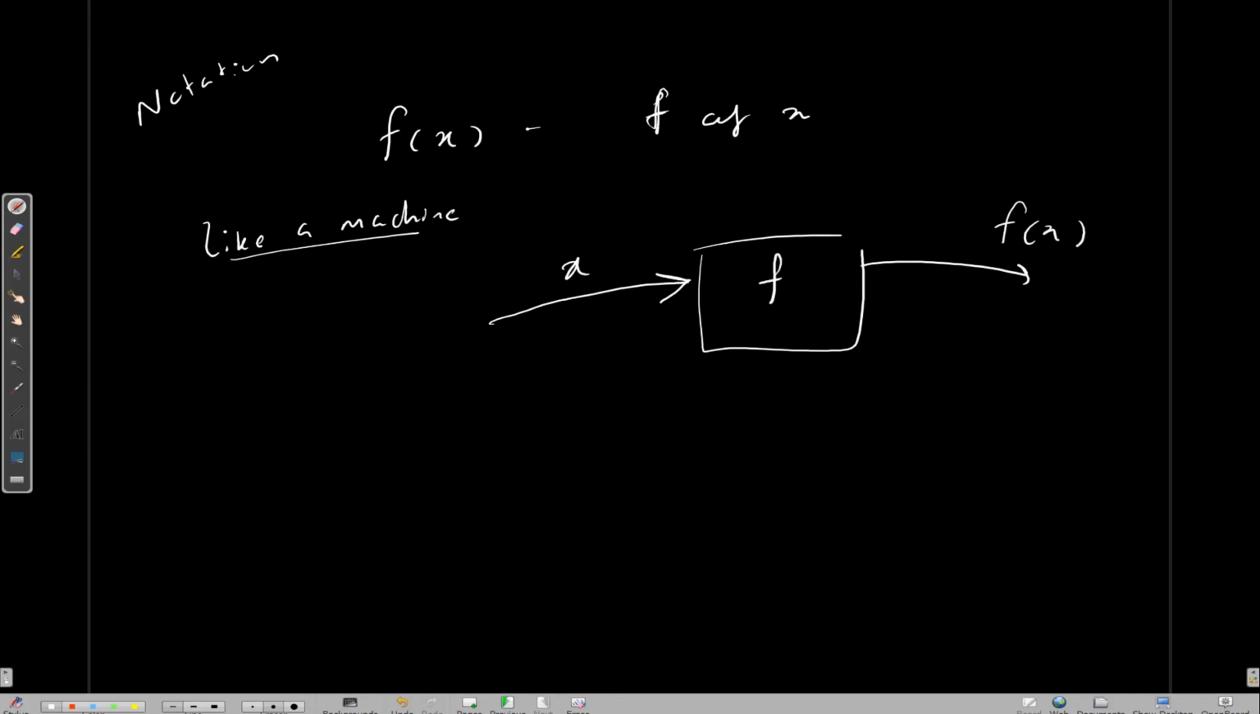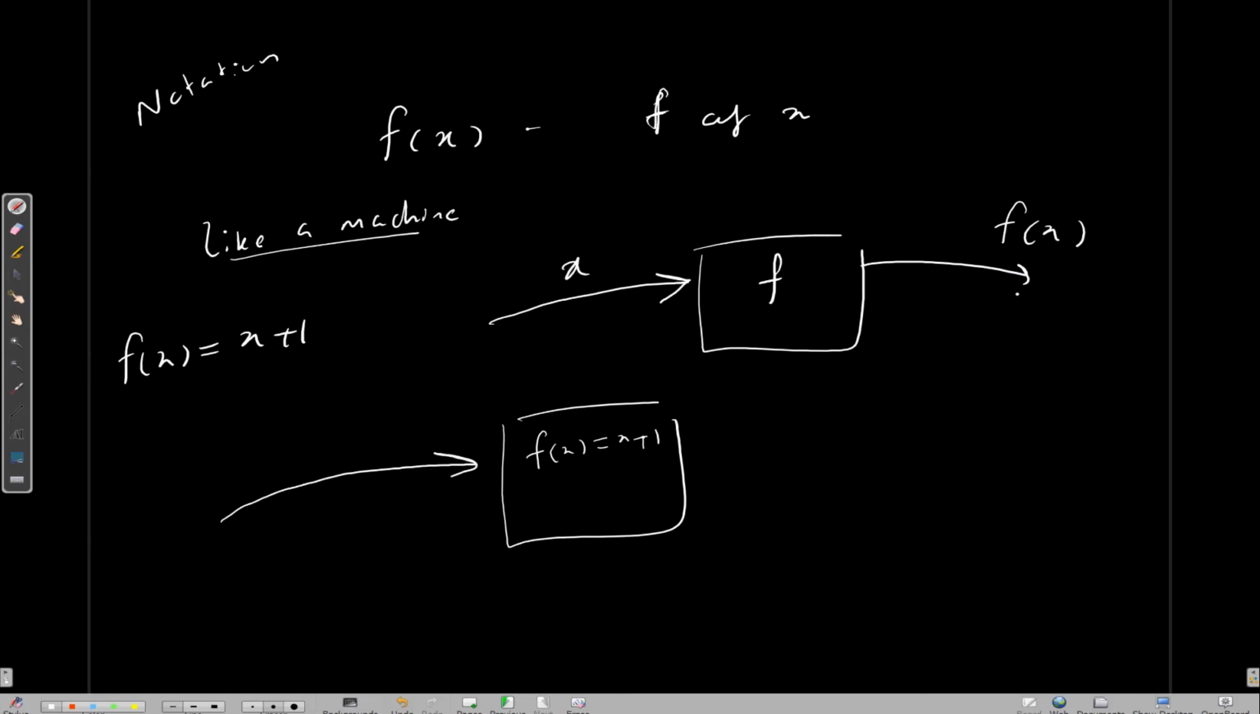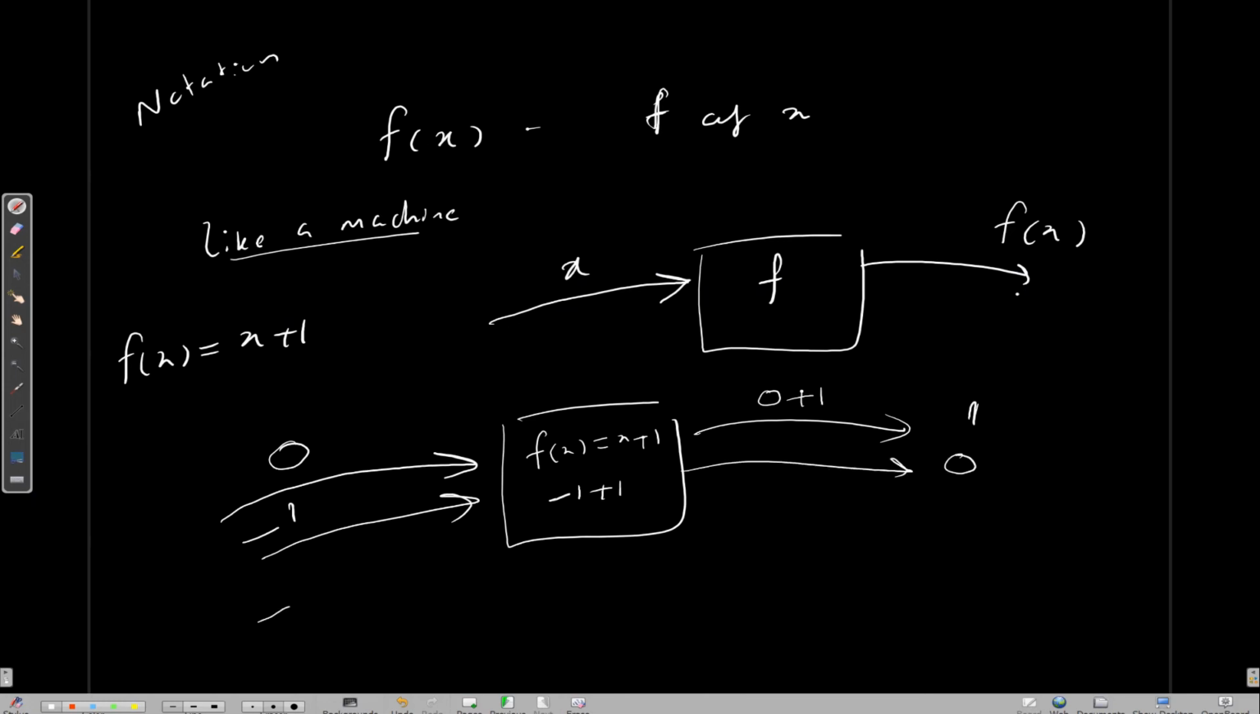So for example, if your function is x plus 1, f of x equals x plus 1. If you throw 0 in here, what comes out is 0 plus 1, which is 1. If you throw in negative 1, what comes out is negative 1 plus 1, which is 0. If you throw in 100, 100 plus 1, which is 101, right?